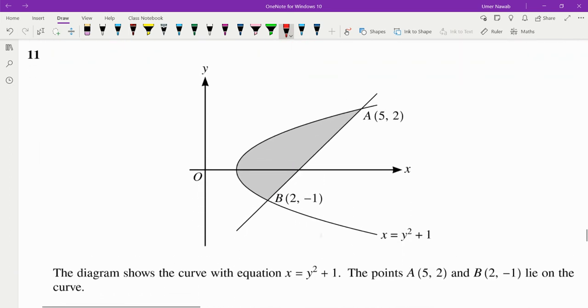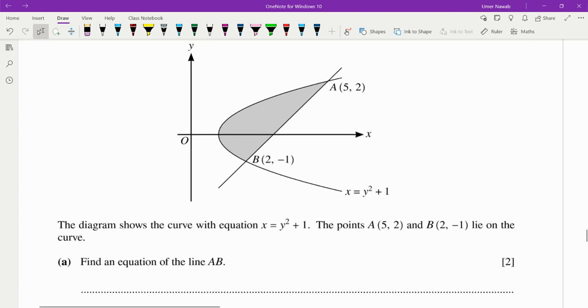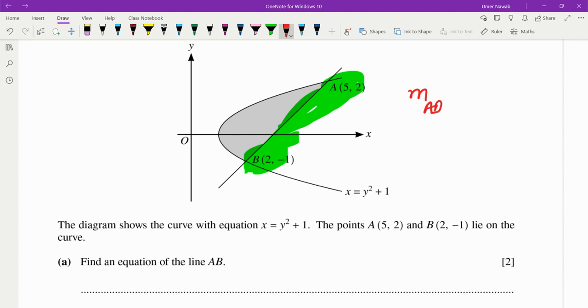Let's go to question number 11. Interesting question. The examiner says you have to find the equation of AB. Oh, the equation of AB is easy. It's like an IGCSE question. I need to get the gradient first. What is the gradient of the AB line? The gradient is y2 minus y1 over x2 minus x1, so 2 minus minus 1 over 5 minus 2. The gradient comes to 3 over 3, which is 1. So the gradient of this line is 1.